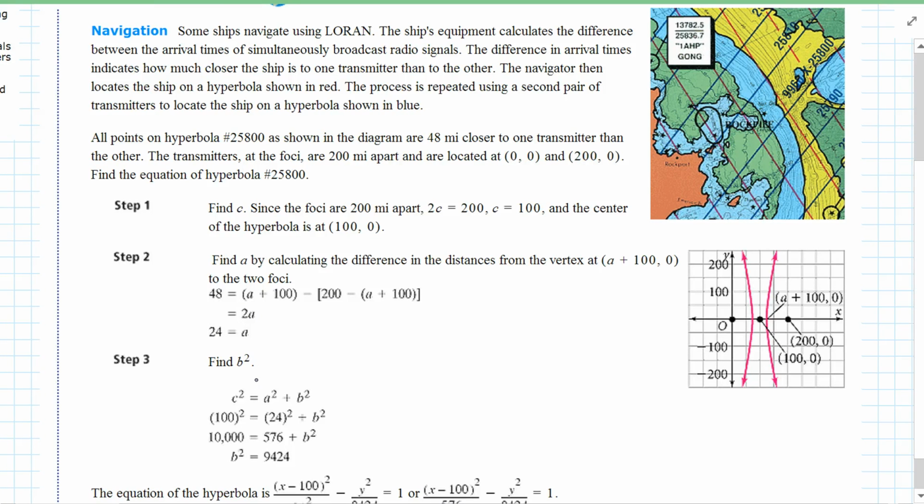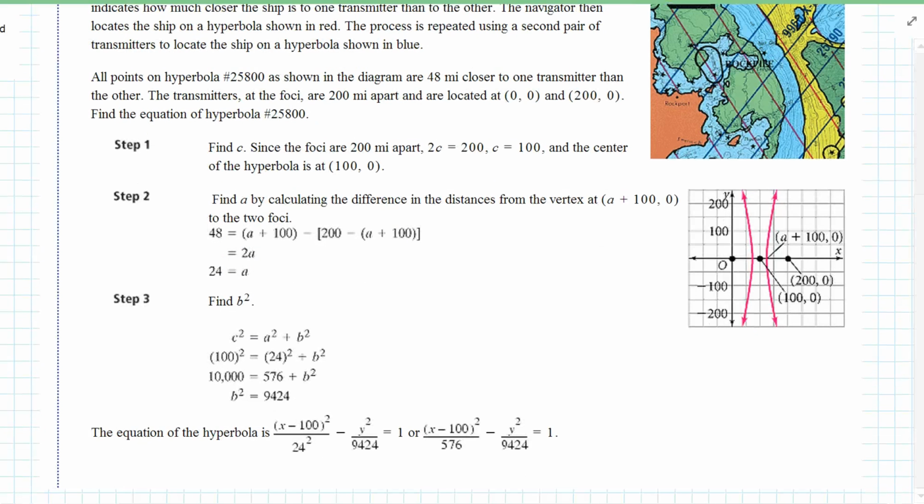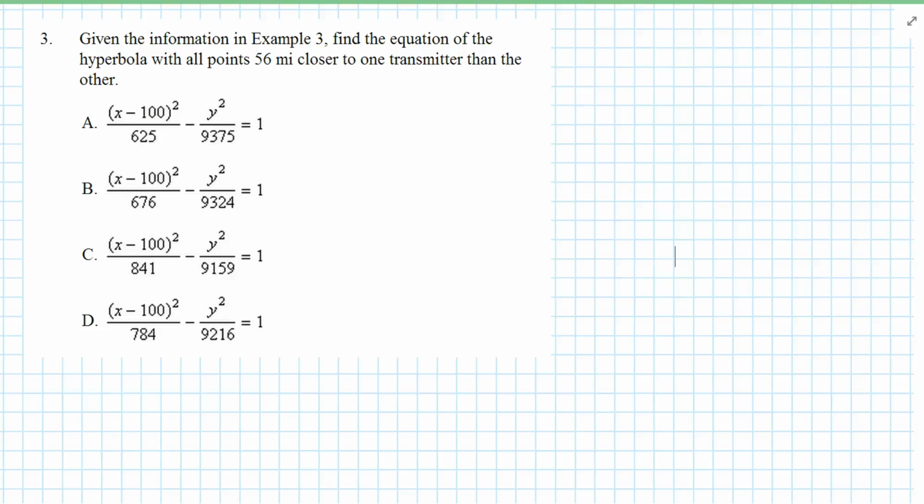So we know our A value, we know our C value. So find our B squared value. C squared equals A squared plus B squared. Solve for B. And there you have your equation: (x minus 100) squared over 24 squared minus y squared over 9424. Okay, so let's look at the next equation.